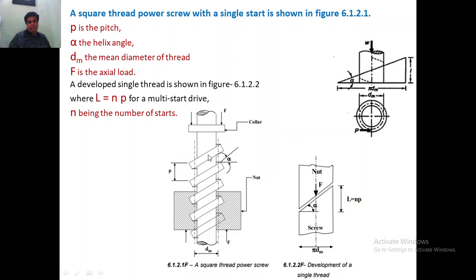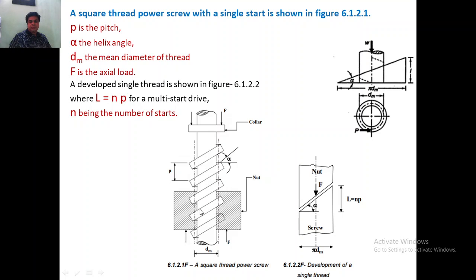So you can see the power screw system is nothing but a screw rod and the nut and the frame or the collar on which load is applied. These are the dimensions you have to remember while analyzing the screw rods. This is the load F or W. You can see F or W is applied here. Small p is the pitch. This is the helix angle alpha, and dm is the mean diameter.